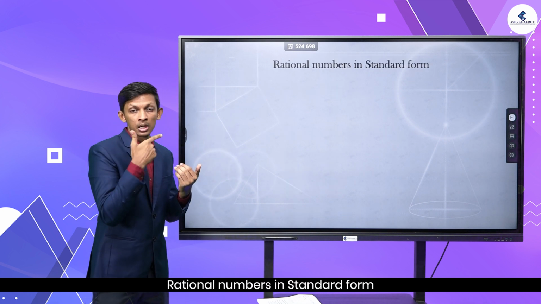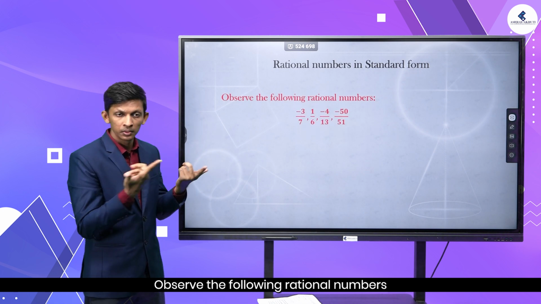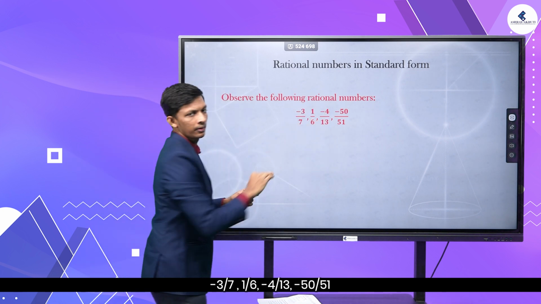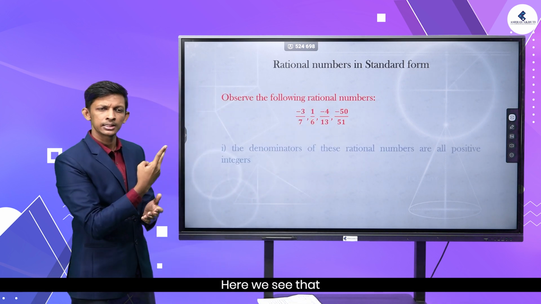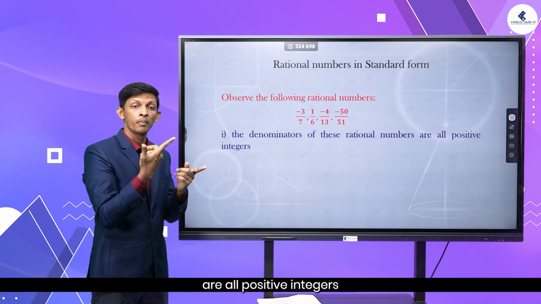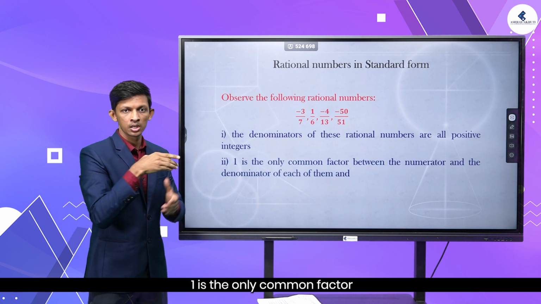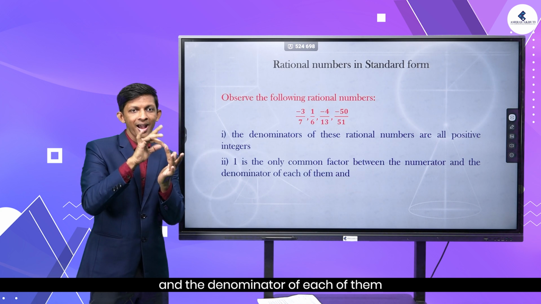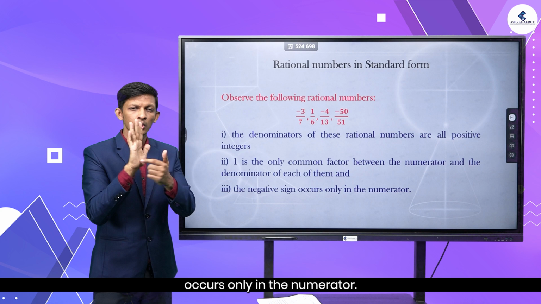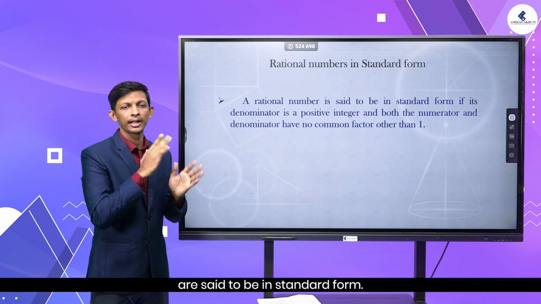Rational numbers in standard form. Observe the following rational numbers: minus 3 by 7, 1 by 6, minus 4 by 13, minus 50 by 51. Here we see that the denominators of these rational numbers are all positive integers. 1 is the only common factor between the numerator and the denominator of each of them. And the negative sign occurs only in the numerator. Such rational numbers are said to be in standard form.